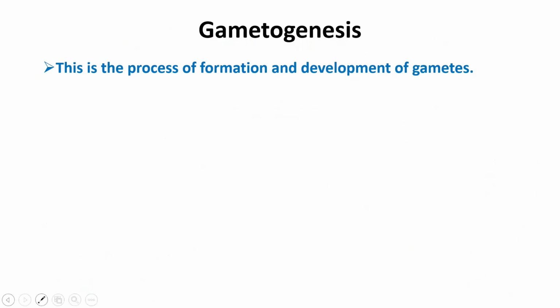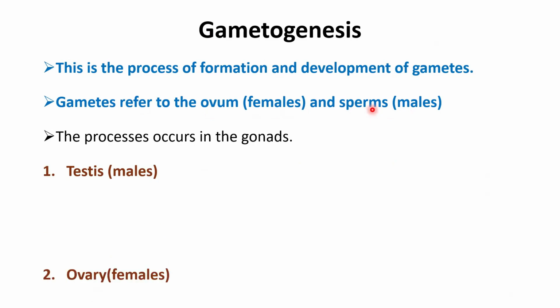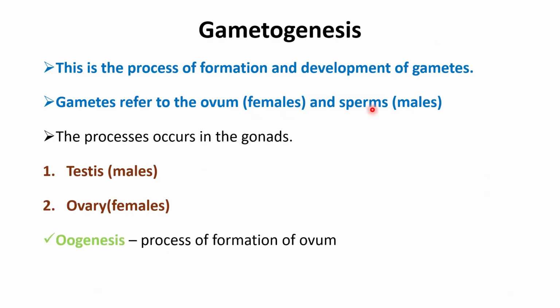And these gametes are formed. These gametes refer to ovum in females and of course sperms in males, and the processes usually occur in the gonads. So gonads, there you have the testes in males and the ovary in females. So gametes, sperms in males, ovum in females, develop in gonads, which are testes in males and ovary in females.